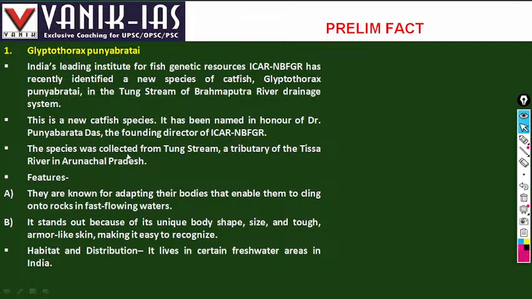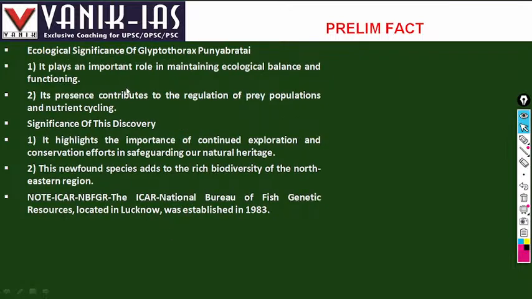The species was collected from the Tong stream, a tributary of the Tista river in Andhra Pradesh. They are known for adaptations of their bodies that enable them to cling onto rocks in fast flowing water. It stands out because of its unique body shape, size, and top armor-like skin, making it easy to recognize. Habitat and distribution: it lives in certain freshwater areas in India.